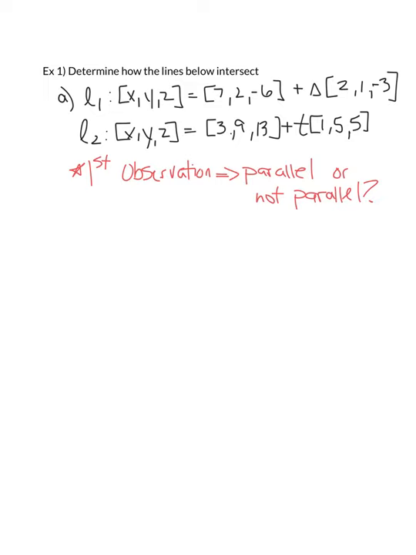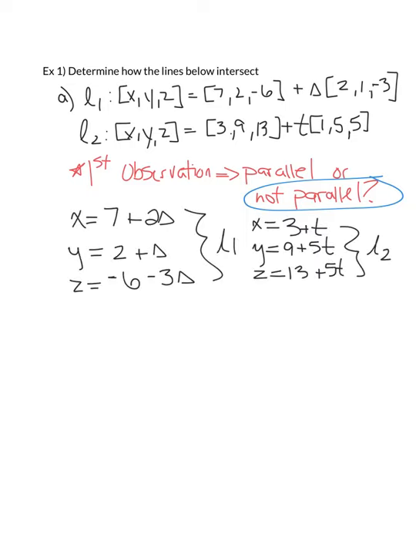So our first observation, the first thing I want you to take a look at, is if these two lines are parallel. If I look at these direction vectors, our first one is 2, 1, negative 3, and our second one is 1, 5, 5. Those are not scalar multiples of each other, so we know that these two lines are not parallel.